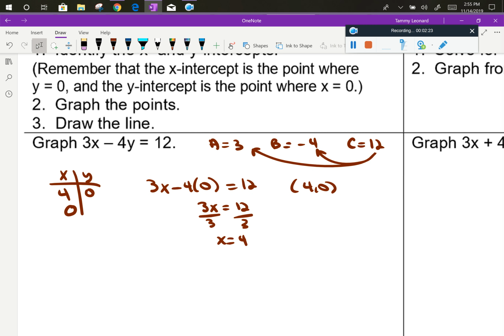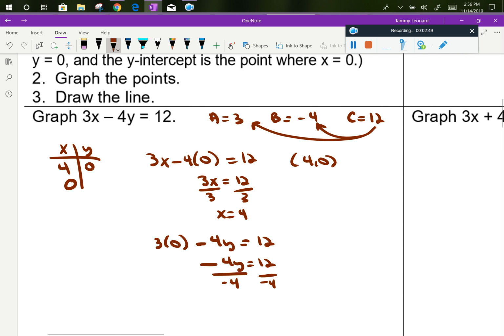Next, I want to find the y-intercept. So I'm going to put in 0 for x. So 3 times 0 minus 4y is equal to 12. Again, 0 times anything is 0. So this is just negative 4y equals 12. And if I divide both sides by negative 4, then y will equal negative 3. So that gives me my next ordered pair on the line, the point 0, negative 3. So this one is my x-intercept, and this one is my y-intercept.